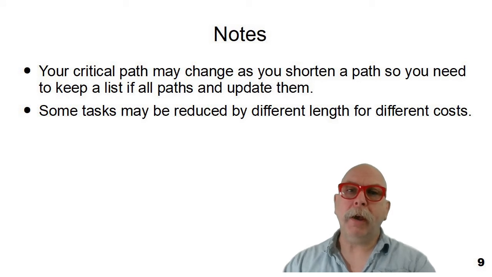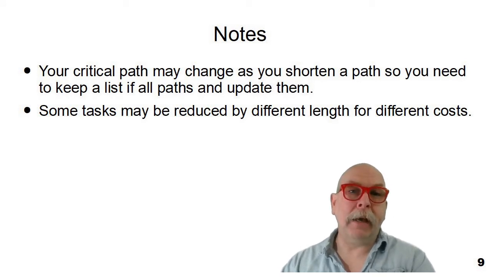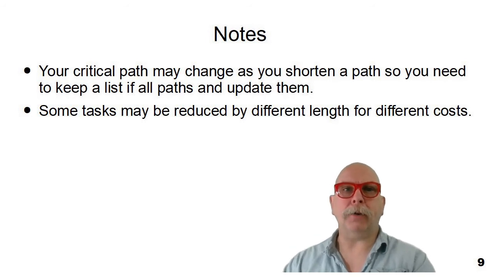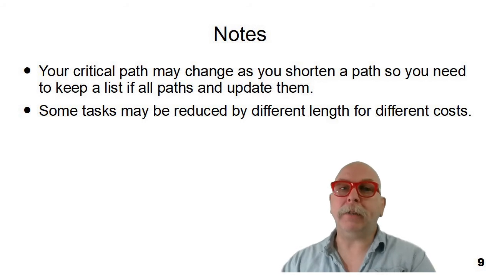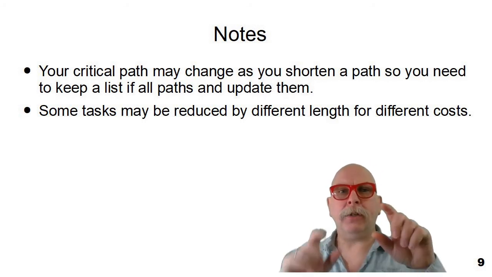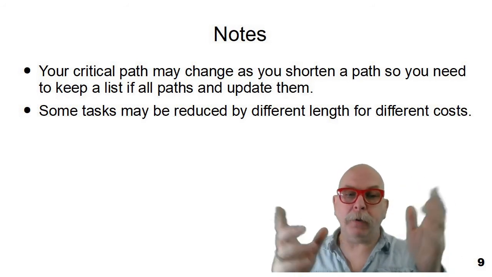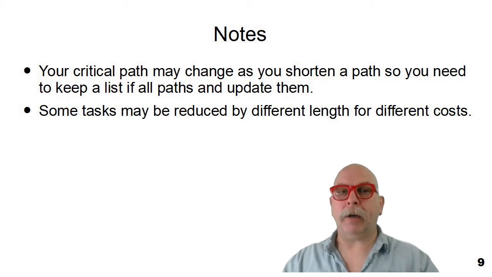In other words, maybe you could have crashed B for 1 week for $1,000, but if you crash it by 2 weeks or reduce it 2 weeks, it's going to cost $5,000. So at that point, you need to look at both scenarios of crashing it by 1 or crashing it by 2, depending upon the cost.